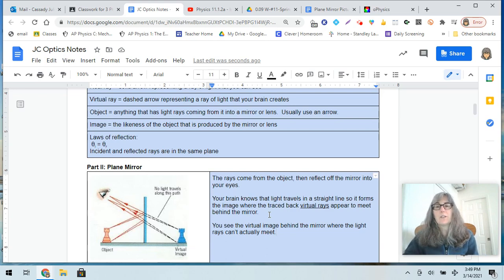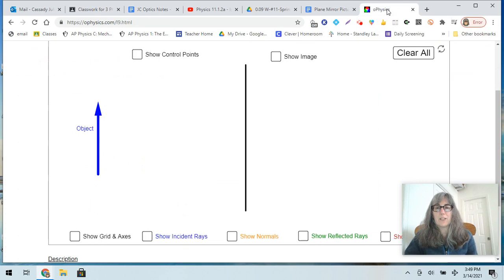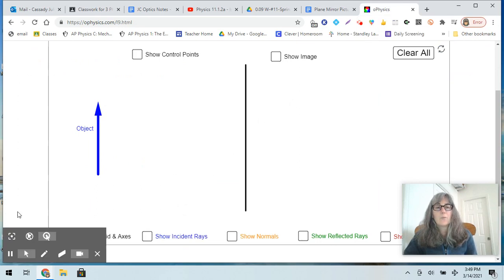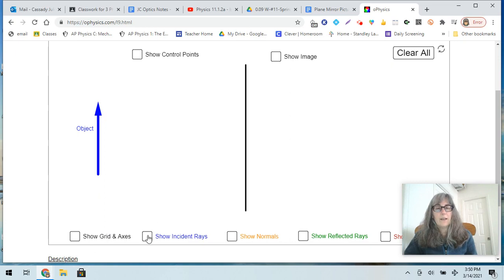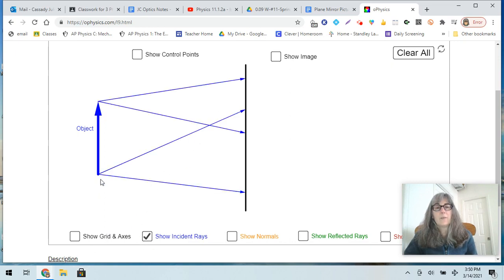So I want to show you this one more time. We're done with the notes, but I want to show you this process again because it's really kind of cool to me that you can form an image this way. So we have our object. It's right here. The incident rays are coming, these rays of light, you can imagine an infinite amount of rays of light that are coming from our object. And they're going to go into the mirror. This is our mirror right here, our plane mirror, our flat mirror.